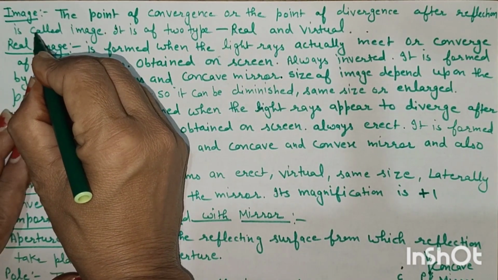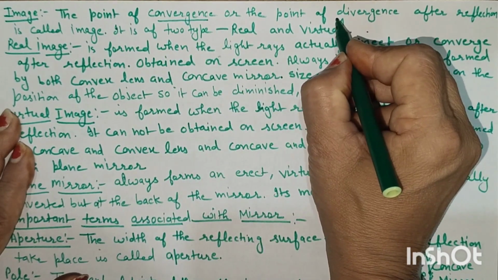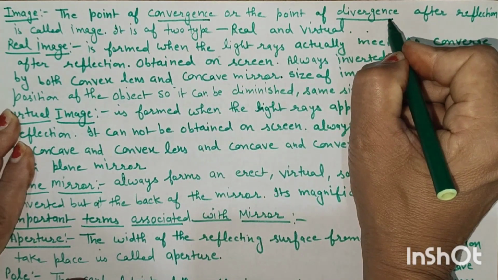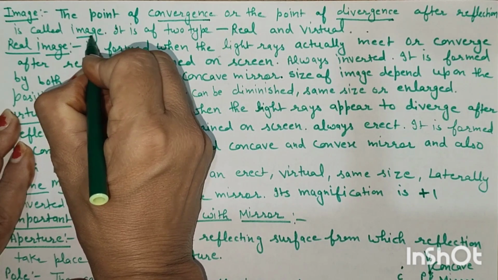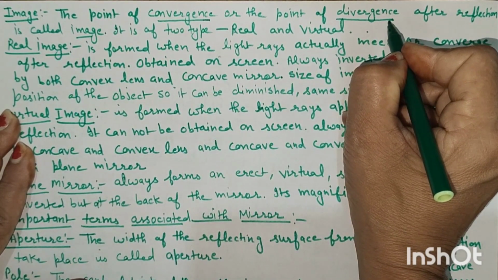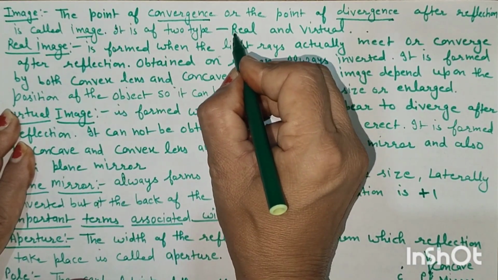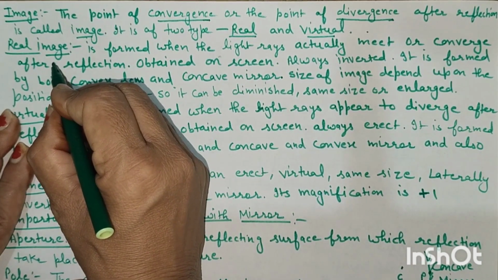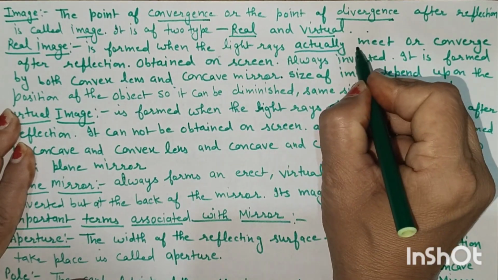Let us discuss the image. The image is the point of convergence or point of divergence after reflection. Convergence means meeting at a point and divergence means spreading from a point. An image is of two types, real and virtual. A real image is formed when the light rays actually meet.